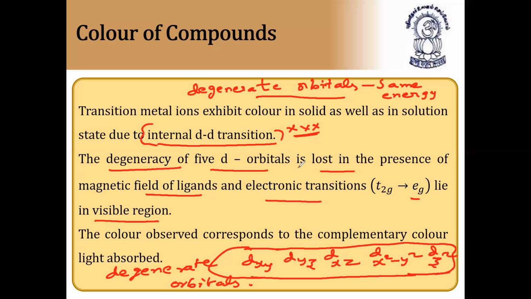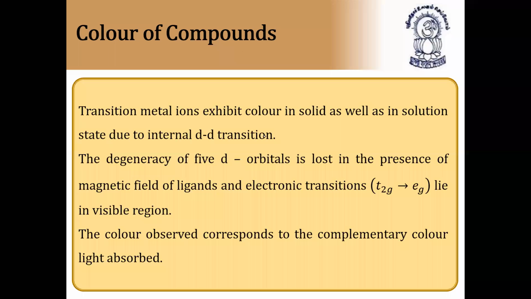The degeneracy of d orbitals is lost in the presence of the field of ligands, and the electronic transition t2g to eg means an electron goes from one orbital to the other. These lie in the visible region, meaning they exhibit colors. The color observed corresponds to the complementary color of light absorbed, because all these transitions occur in the visible region of the spectrum. So based on the light absorbed, they give the color. Most of the metallic compounds are colored due to internal d-d transition.